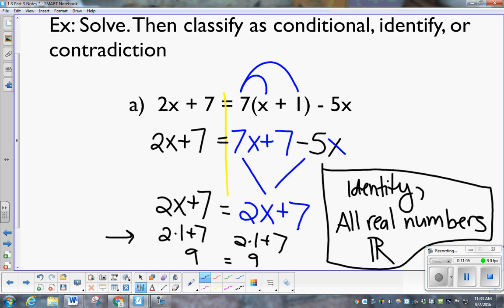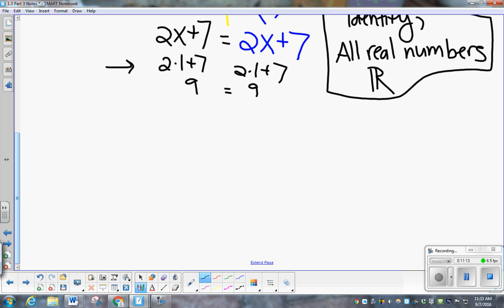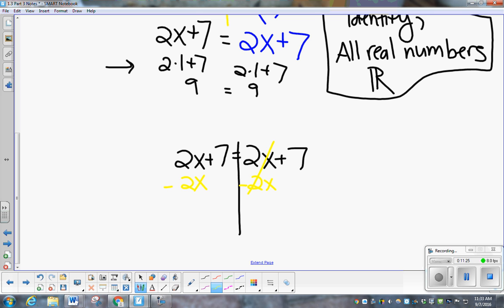Oh, and I wanted to point out, if you kept going with 2x plus 7 equals 2x plus 7, let me write that down here. If you tried to solve it, we need to get all our x's on one side, so we can subtract 2x from each side. Those go away. So we're left with 7 equals 7. If you get a number equaling itself, that also tells you it's an identity.